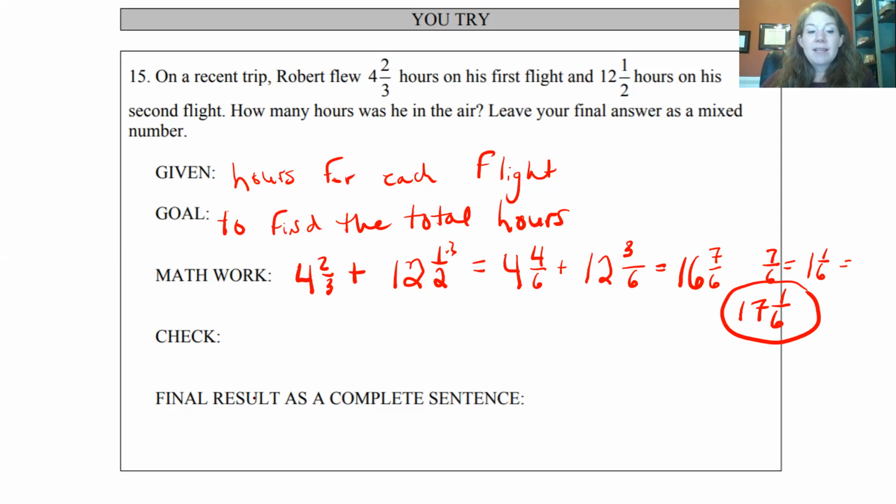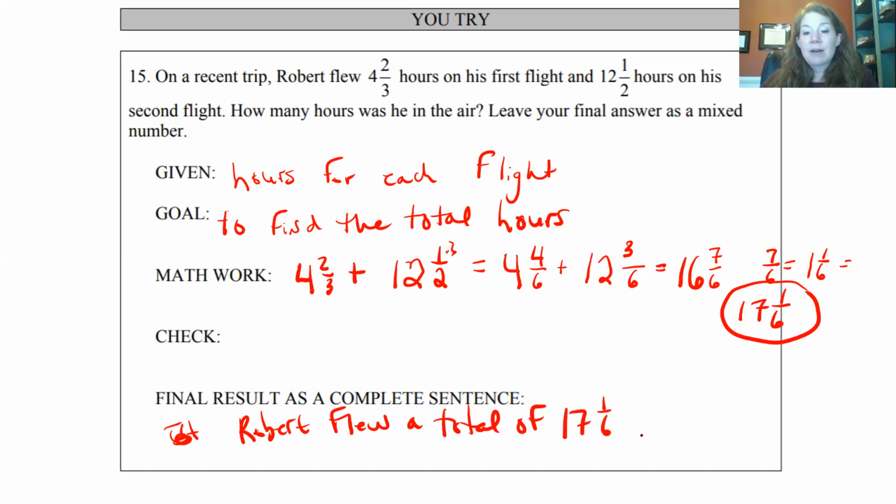Absolutely, always do that. And then the final result in a complete sentence: Robert flew a total of 17 and 1/6 hours. Or I should have said he was in the air. How many hours was he in the air? Robert was in the air for a total of 17 and 1/6 hours. That would be a better sentence.